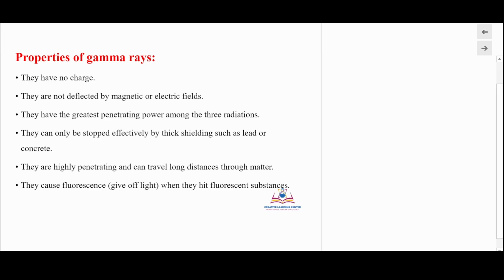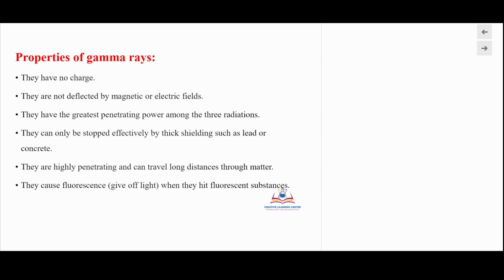What you need to know about them: they have no charge. They are not diffracted by either magnetic field or electric field. They have the greatest penetrating power. They can go through any system. They can only be stopped effectively by a thicker shield. We have talked about how the penetrating power of gamma rays is very high.